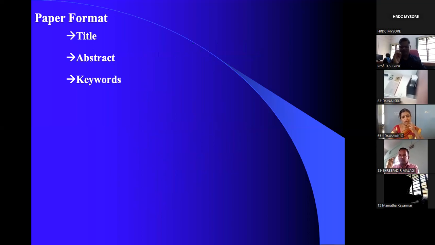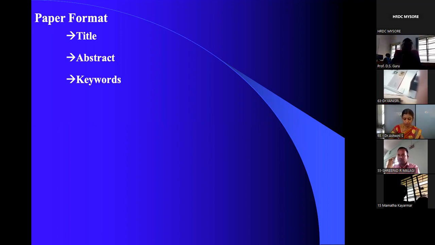The moment somebody reads the title, they should be in a position to understand what is really conveyed inside the paper. If I read the title, I should be able to guess what is present inside the paper. That doesn't mean the title can be a page long, right? The title should be precise and concise, very, very concise and precise. It should be very catchy. It's like naming a kid.